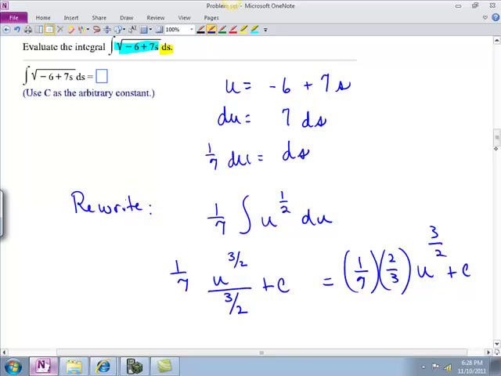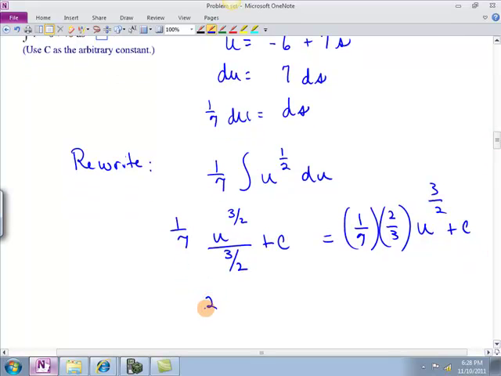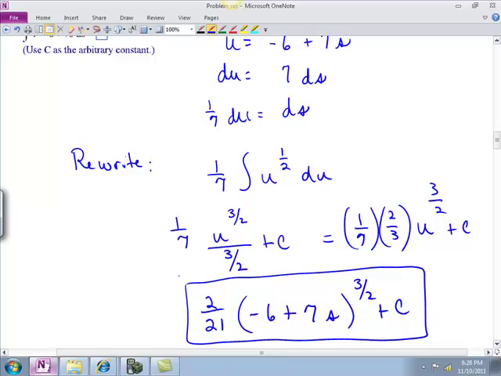Well, do you have that so far? I haven't plugged back in. I got 2 over 21 times -6 plus all that, 3 halves, plus c. So a lot of these answers look like, wow, surely I could simplify that, but sometimes there's not much you can do.